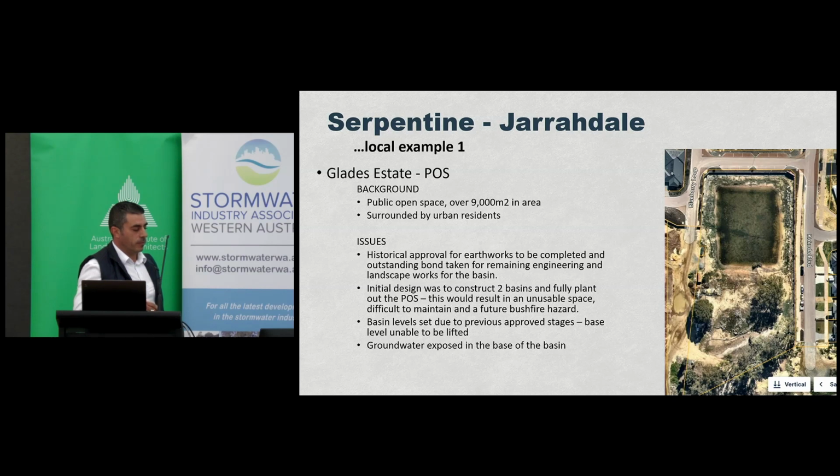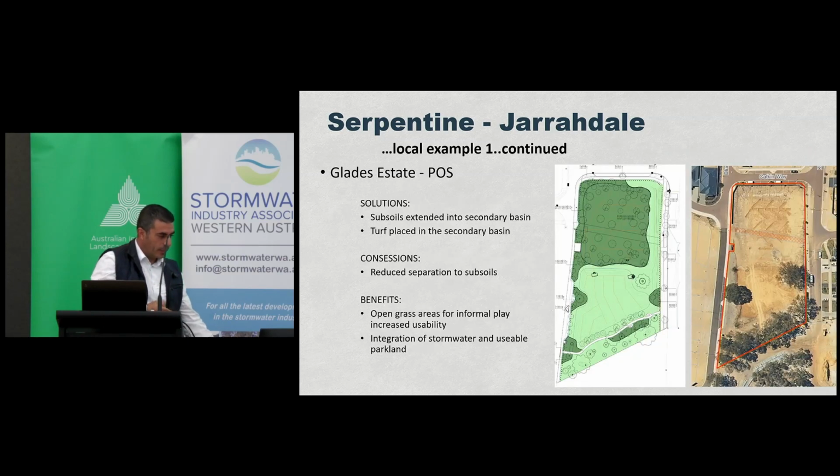Developers paid bonds for the remaining engineering and landscape works to the basin. The initial design was to construct two basins in this area, the treatment area and then for the larger events, the basin to the south here. So in this POS of 9,000 square metres, the result would have been zero usable area. The basin levels were set due to previous approved stages many years ago, and this basin has held water for a number of years, and the groundwater is exposed at the base of the basin.